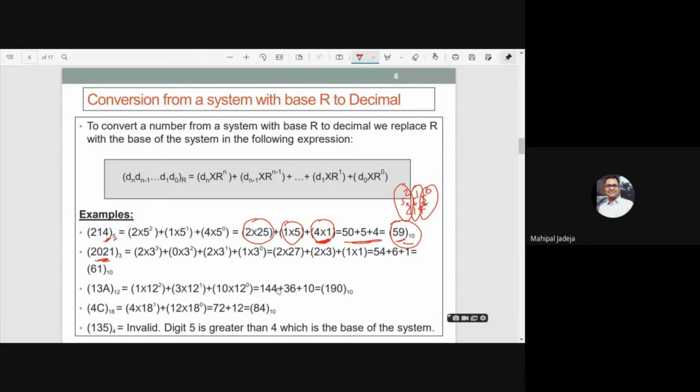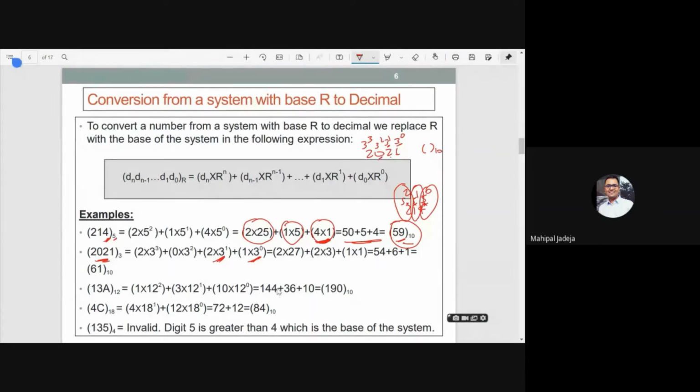Similarly, we can do one more exercise. Let's say 2021 base 3. I will write 3 raised to 0, 3 raised to 1, 3 raised to 2, 3 raised to 3, and I want the final answer in base 10. I multiply 3 raised to 0 with 1, so my first term is 1. Then 3 raised to 1 with 2, which is 6. The third term will be 0.